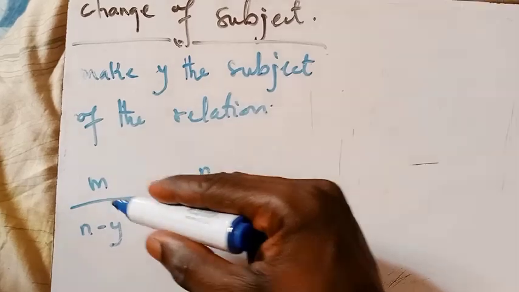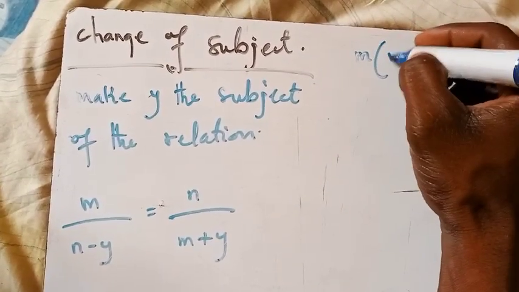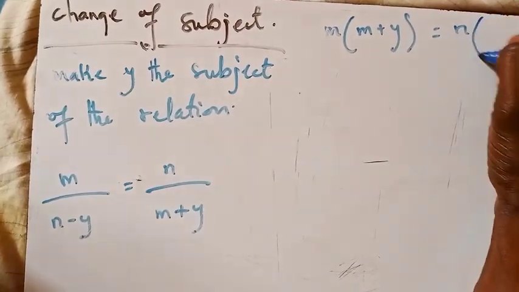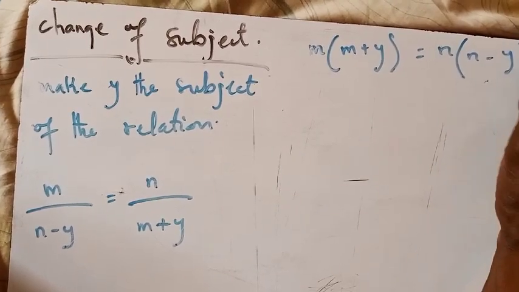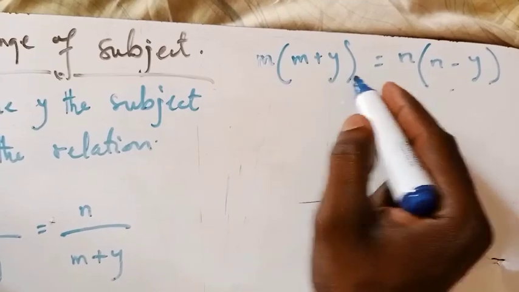So here we have this m, multiply whatever I had done here. So you have m into bracket m plus y, that is equal to n into bracket n minus y, right? So that's our first step. Then now you have to expand this bracket here.